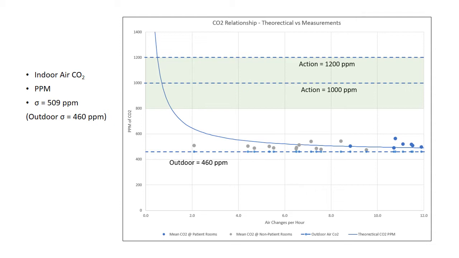This certainly supports the hypothesis that in terms of CO2 dilution, we are way out on the asymptotic portion of the curve. According to this theory, we have every reason to believe that we could drop these air changes down to 2 air changes per hour or even lower and not come anywhere near our action ranges.